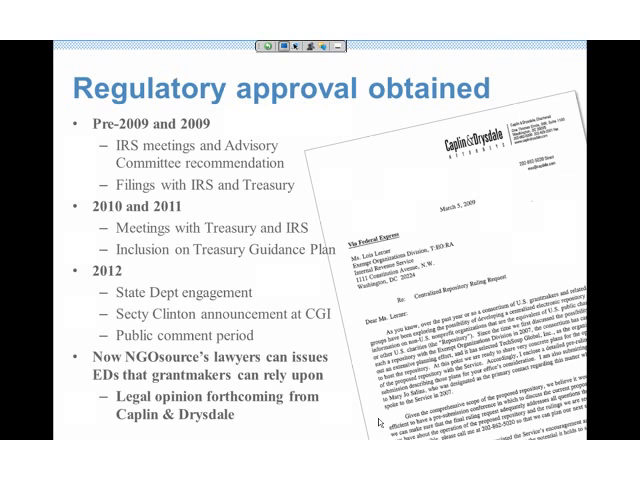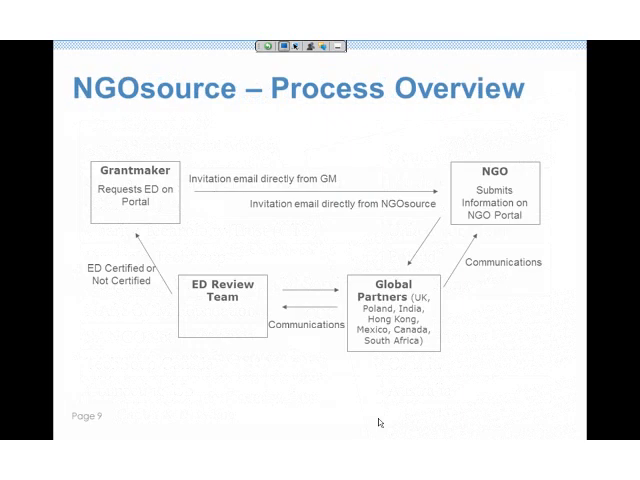I received a question about how long the entire process takes, and so I'll address that now. It generally runs 4 to 6 weeks on average from the time, and I'll go back to the previous slide, from the time the grantmaker makes the request. We start the clock ticking, and it often takes, this might surprise you, 2 weeks for the NGO to even log into the system.